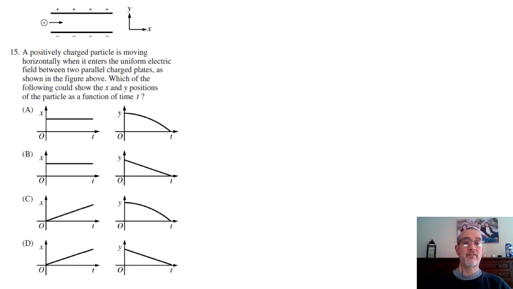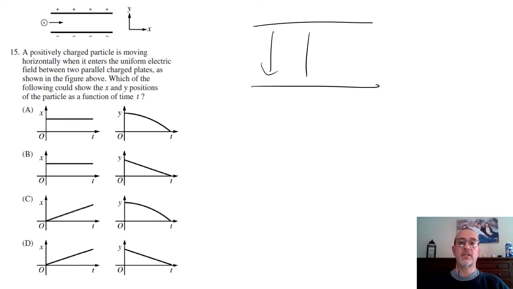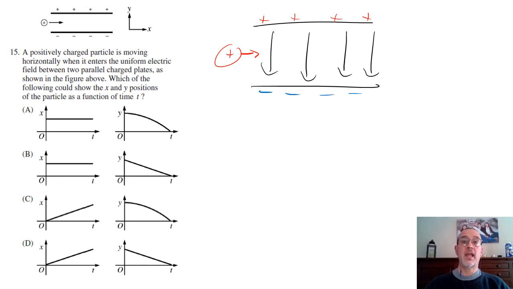For this question, we have a positive charged particle moving horizontally entering in a uniform electric field. So just drawing that again, what I have is an E field pointing straight down between those plates. And then we've got the positive charge flying in. So the top plate is charged positive, the bottom plate is charged negative, and we have an electric field directed straight down. This is just like a projectile motion problem with a horizontal projectile.